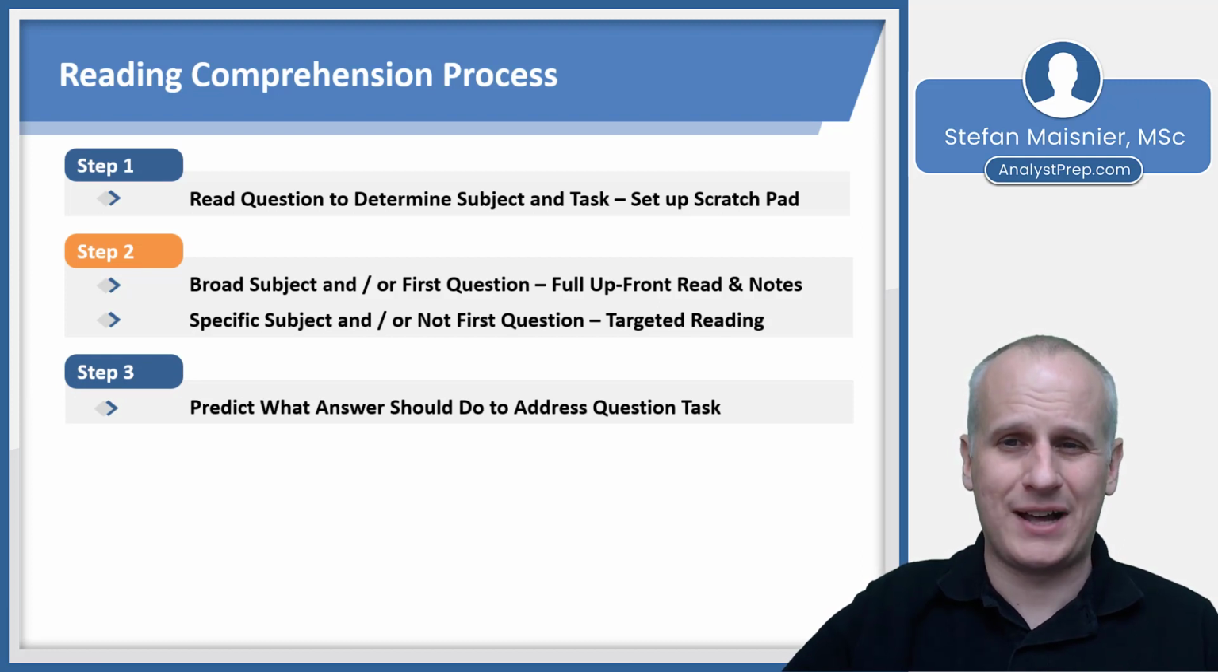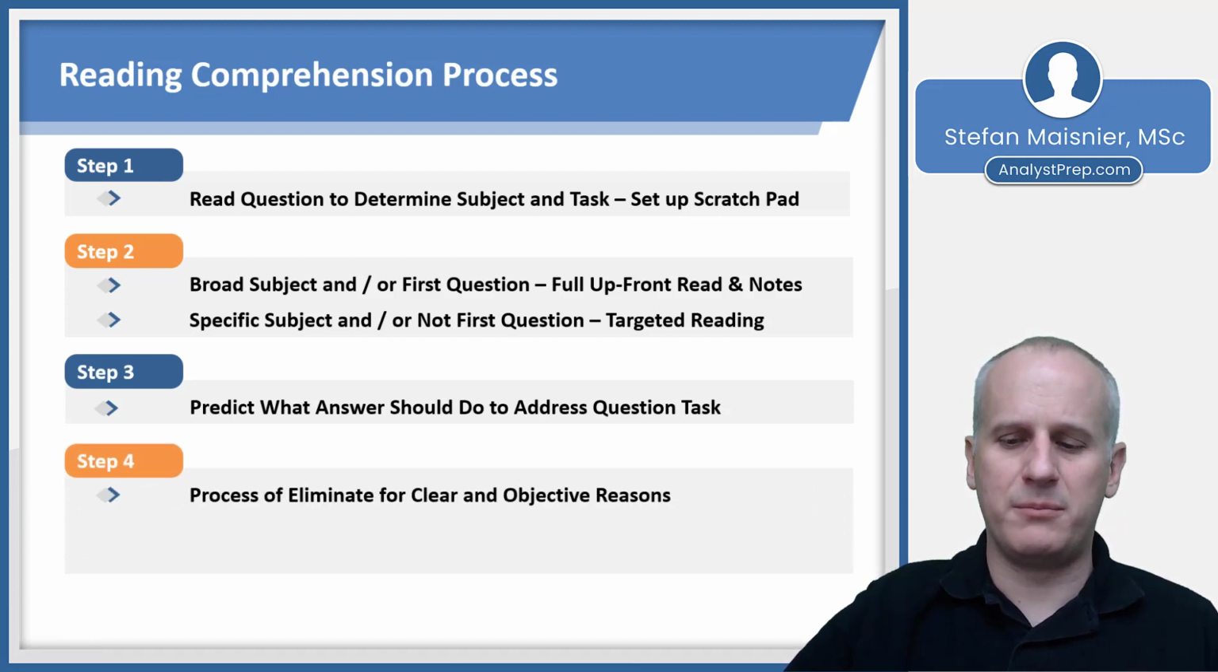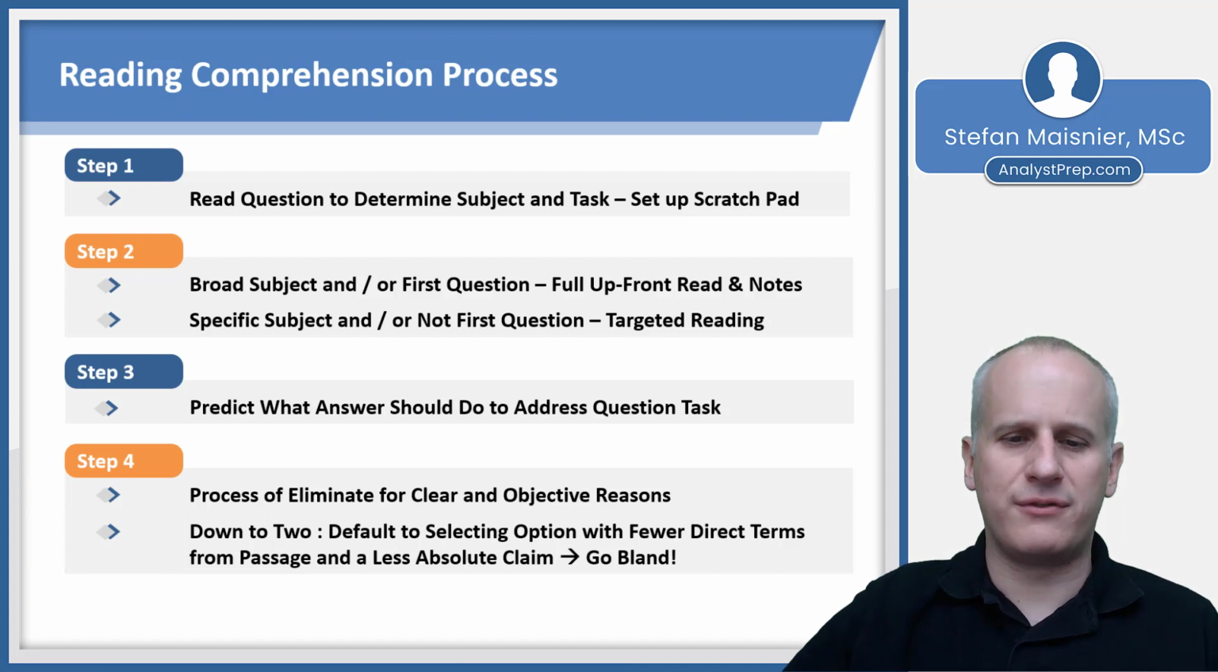Then step 3 is going to be to predict what the answer should do to proactively address that question task, so you're not just letting the answer choices dictate everything. And then step 4 is going to be to process eliminate for clear and objective reasons. And when you're down to 2, your default is going to be to select the option with fewer direct terms from the passage and a less absolute claim. In short, we will choose to go bland when we're down to 2. Pick the one that says less and uses more strange terms that aren't directly from the passage, because they love to use memory traps which incorrectly apply proper nouns and specific terms from the passage that you remember, in hopes that you'll grab it, not really considering what it means.